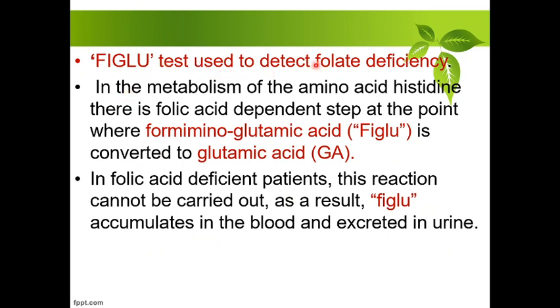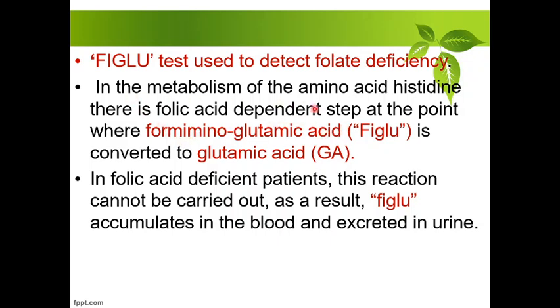FIGLU test used to detect folate deficiency. In the metabolism of the amino acid histidine, there is folic acid dependent step at the point where 4-aminoglutamic acid FIGLU is formed, is converted to glutamic acid. That is, this is converted to glutamic acid. In folic acid deficient patient, this reaction cannot be carried out. It means FIGLU is not converted to glutamic acid. What will happen? FIGLU will accumulate in the blood and excreted in urine.